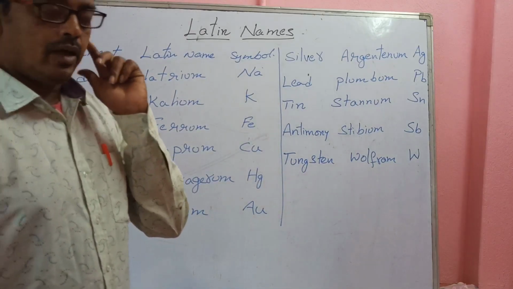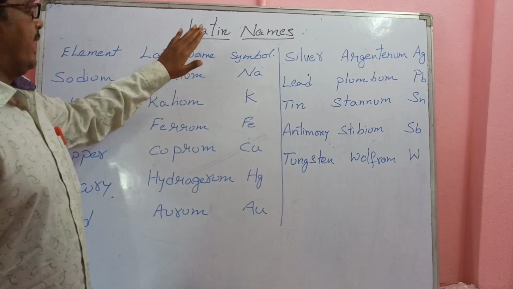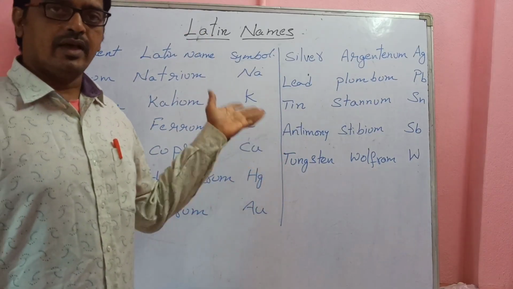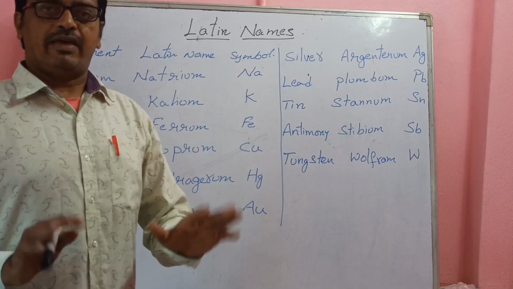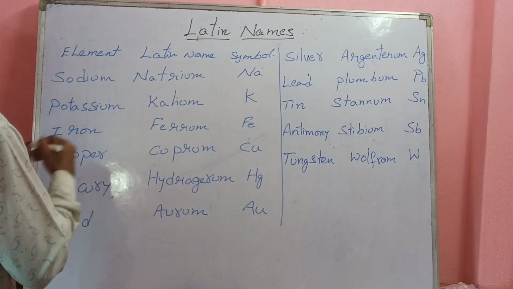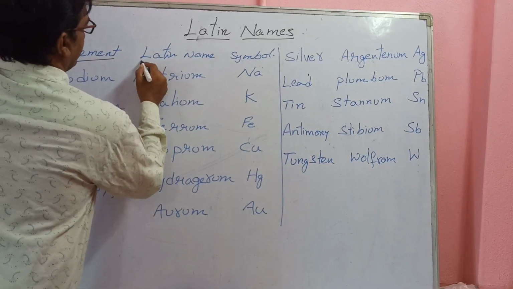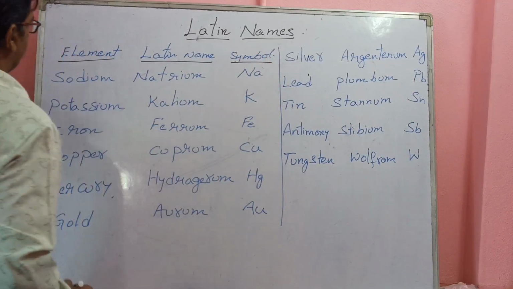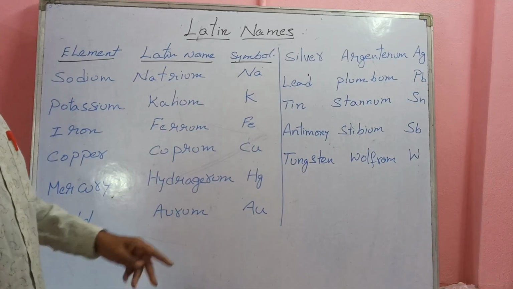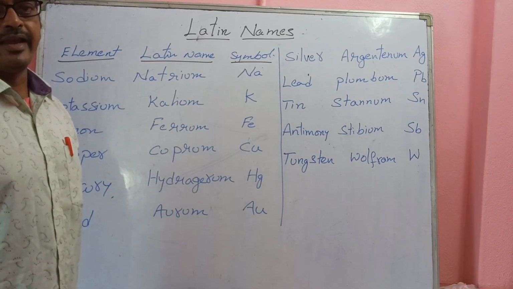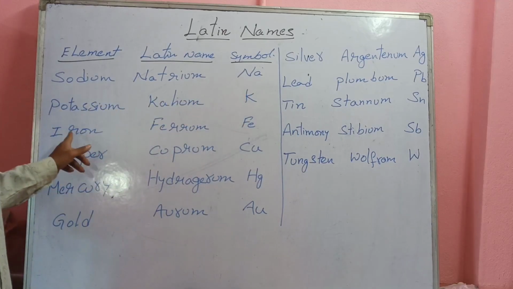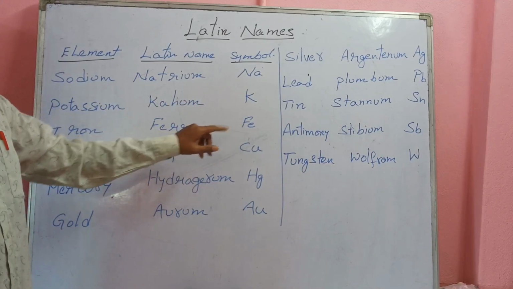Okay students, now we will learn about Latin names. So how many metals are there for which we use Latin names as their symbols? 11 elements, 11 metals. So first one is element, Latin name and its symbol. Sodium, Latin name natrium, and we use symbol Na. And potassium, kalium, K. Iron, ferrum, Fe.